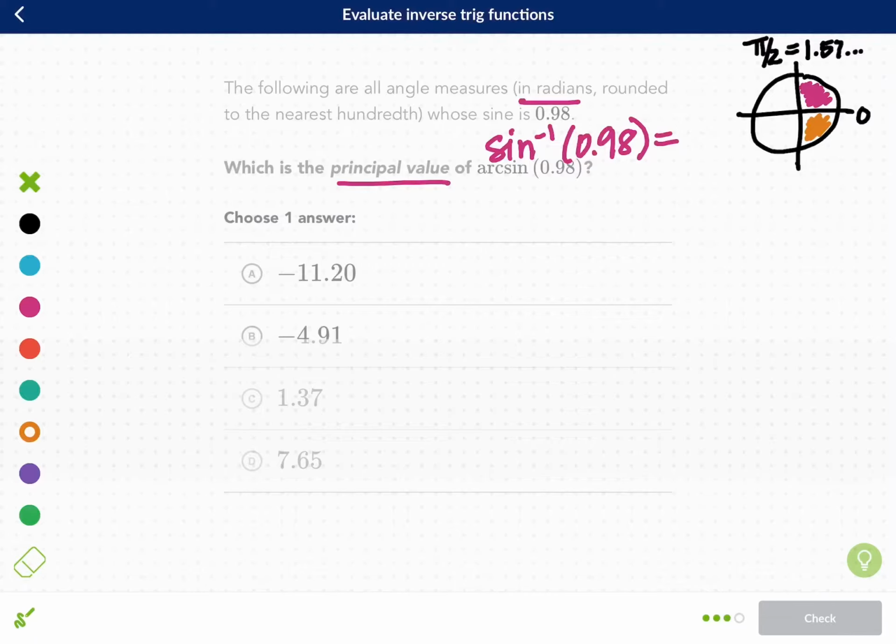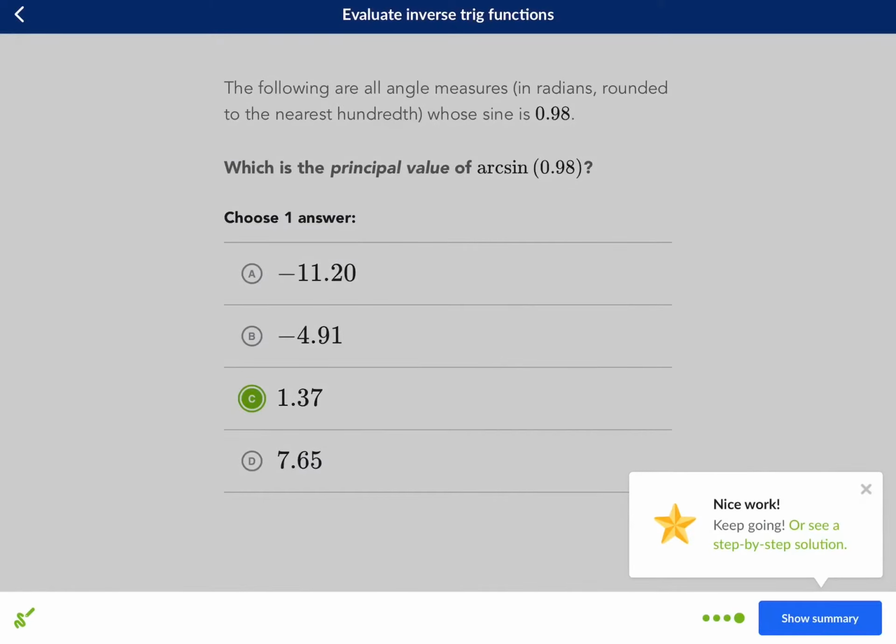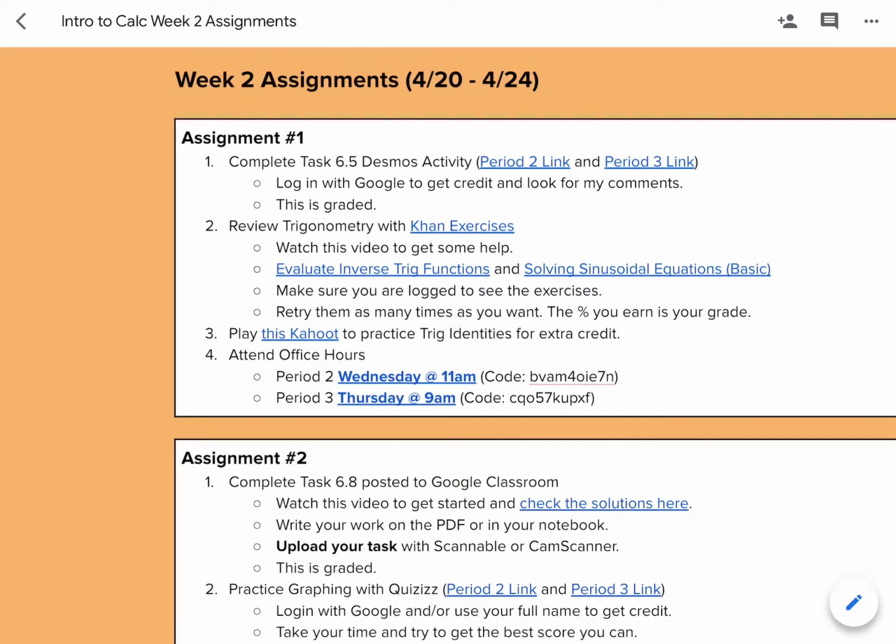Making sure to switch your calculator to radian mode. When I switch my calculator over to radian mode, I get 1.37046... And just a quick check does tell me, yeah, it is somewhere right here in between 0 and 1.57. So that is my principal value. And when I round it off, that leaves me just 1.37. So let's try that out. Cool.